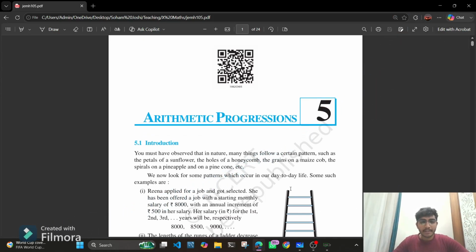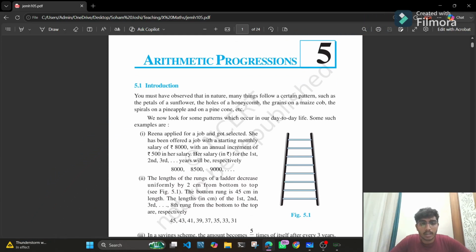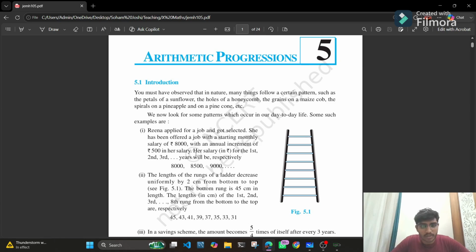So today we'll be starting with chapter 5 of class 10th mathematics, that is arithmetic progressions. In the last chapter, we learned quadratic equations. How do we represent quadratic equations? How do we solve them, etc. I hope you all have gone through the chapter and practiced it well. So today we'll be starting with the chapter arithmetic progressions.